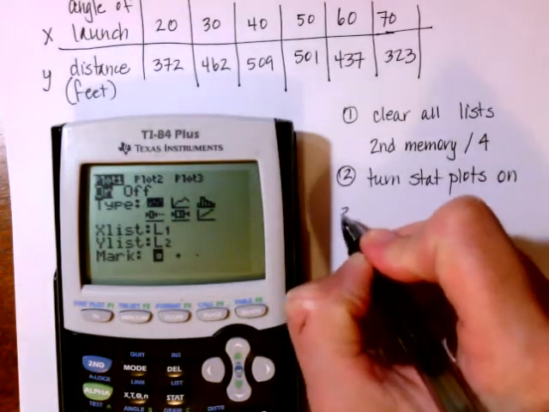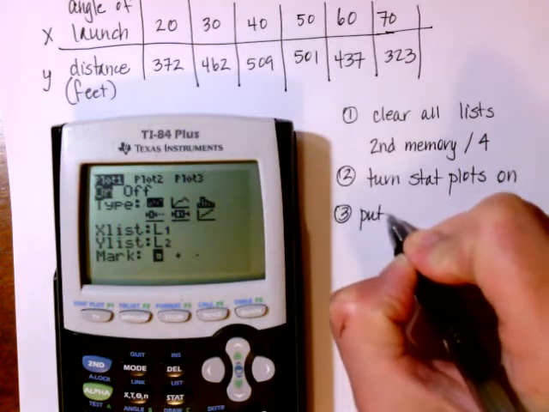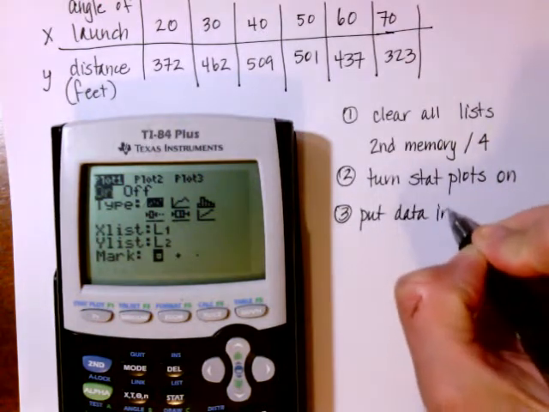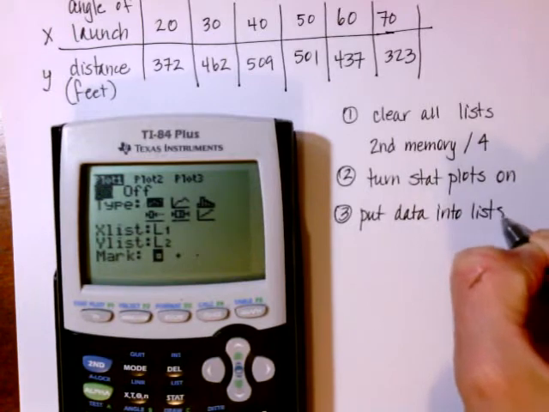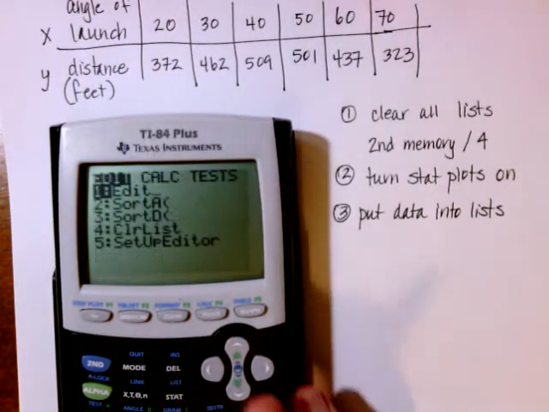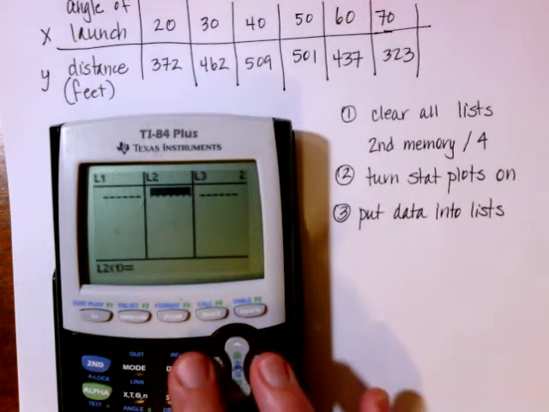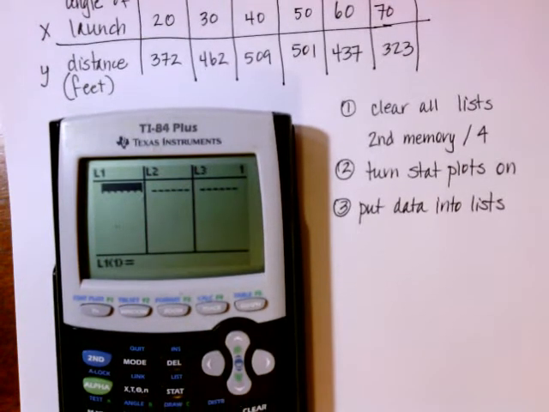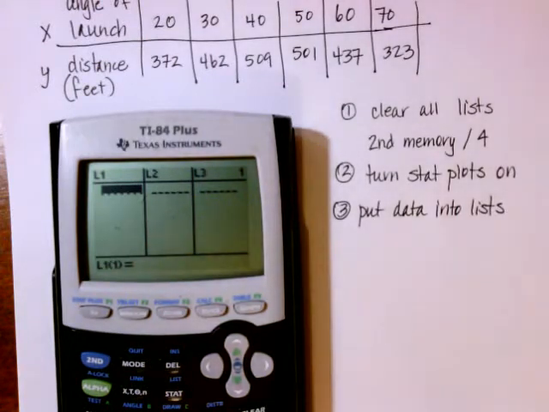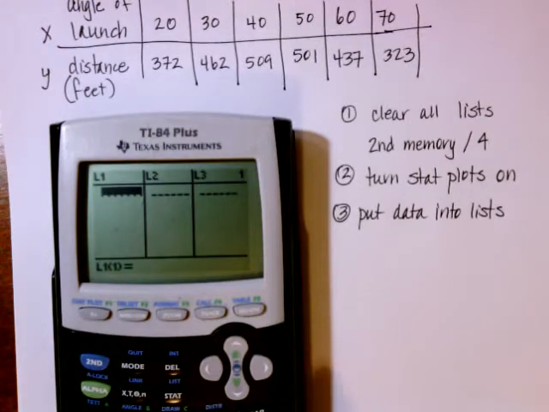So the third step is that I'm going to put my data into my list. Okay, so I'm going to go stat and then edit, and notice that now I have my L1, my L2, my L3. If your calculator shows something different, I can help you adjust that, but for right now we're just going to assume yours looks like mine. So now I'm going to put in all of my x's. So I have 20, 30, 40, 50, 60, and 70. Okay, and I think you can see those.